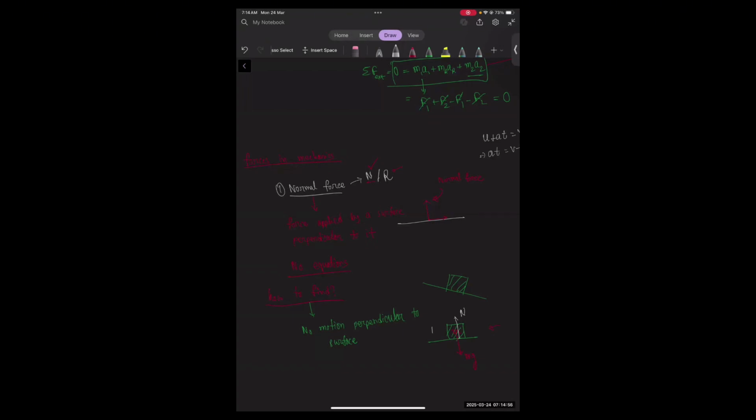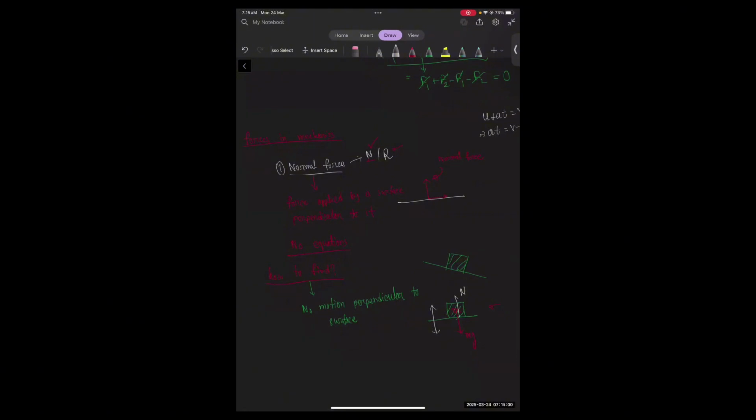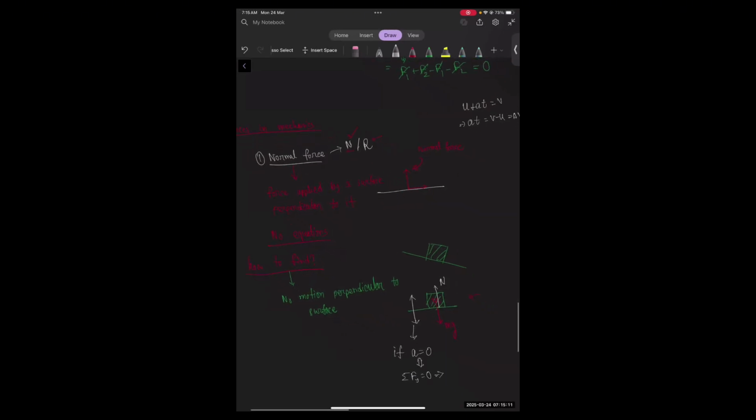Remember, we cannot have any acceleration in this direction, perpendicular to the plane. If a is equal to 0 in this direction, that implies that the sum of forces in this direction is also 0. What are the sum of forces? You get N minus mg is equal to 0, or you get N is equal to mg.